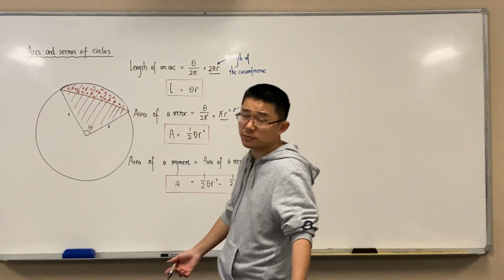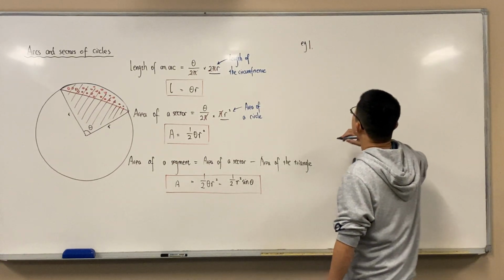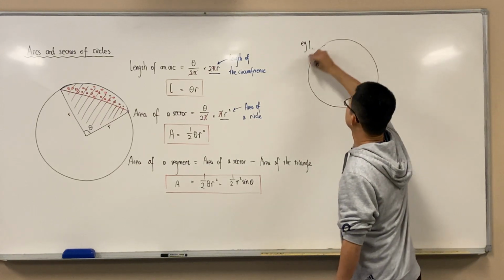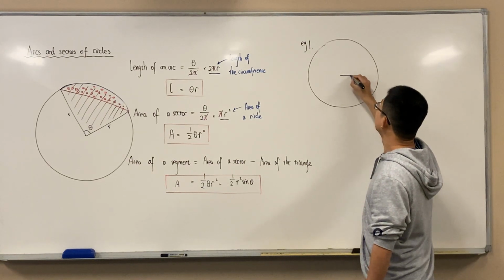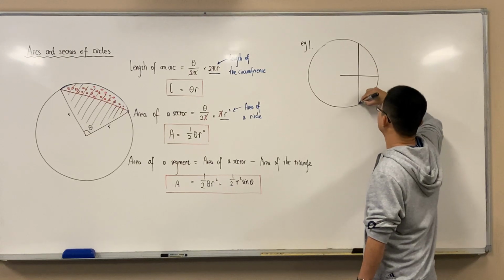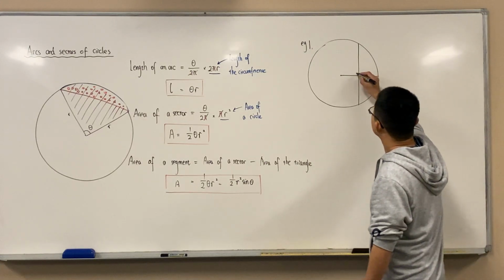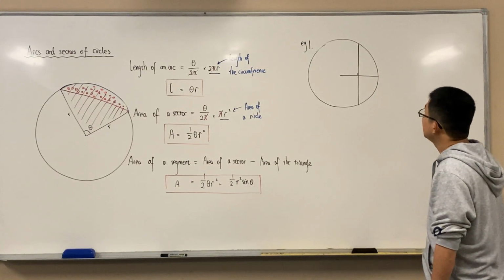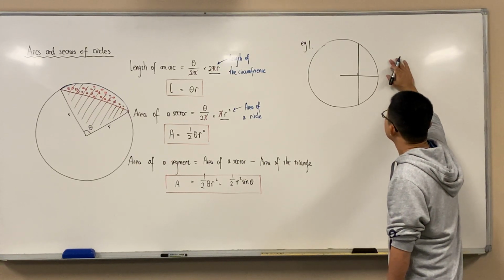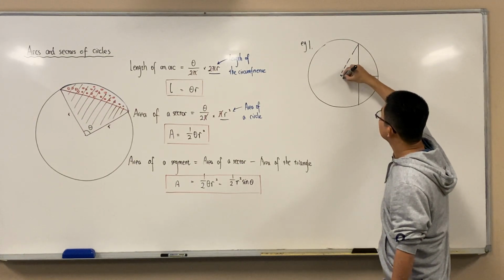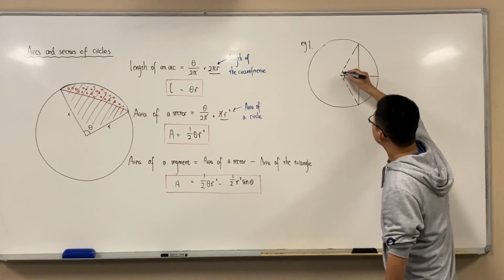Okay, let's do a question. Example 1. We've got a circle. Here's the center of the circle. That's 90 degrees. How about the first question? I'll give you an easy one first, to start with, not something that's really hard to do. Okay, what about this question here?